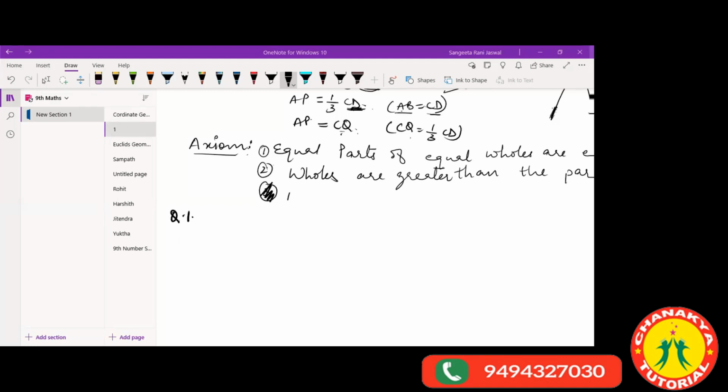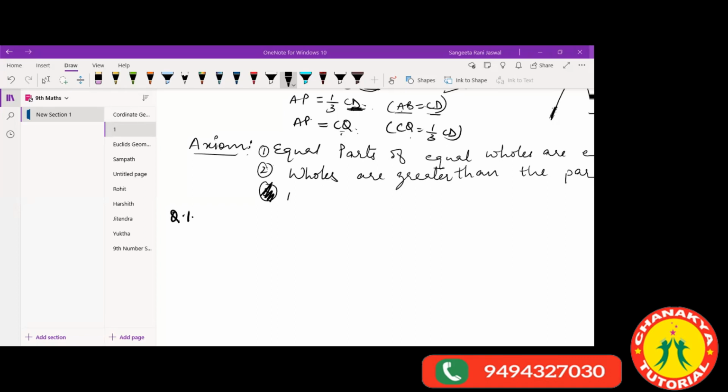Okay, the first question is, if Ram and Ravi have the same weight, if they each gain weight by 2 kg, how will their new weight be compared? So this question everyone has done correctly, because if both of them have the same weight, suppose their weight is X and 2 kg is added to their weight, so Ram's weight will be X plus 2 and Ravi's weight will also be X plus 2. That means when equals are added to equals, the totals are same. So this axiom follows here.